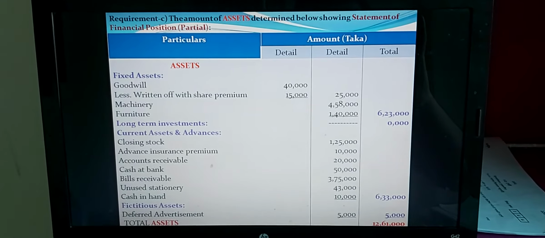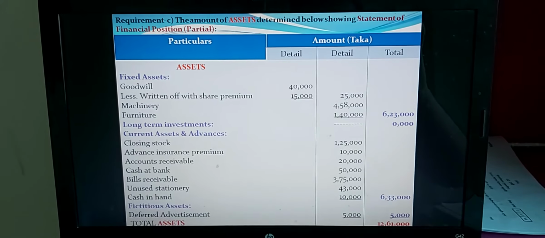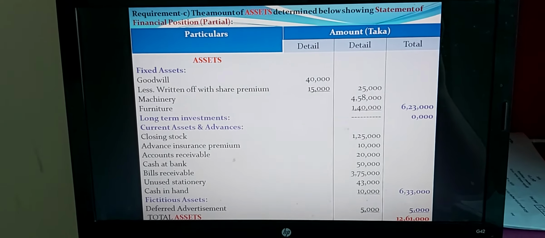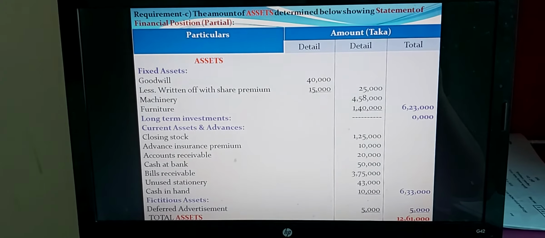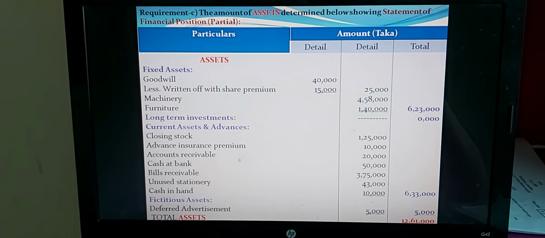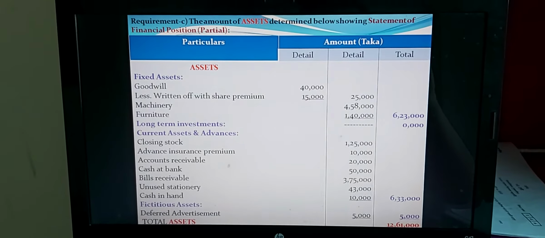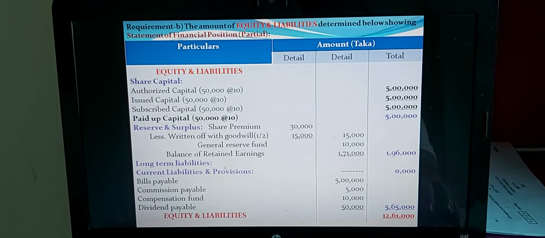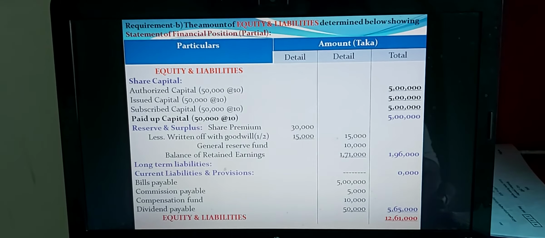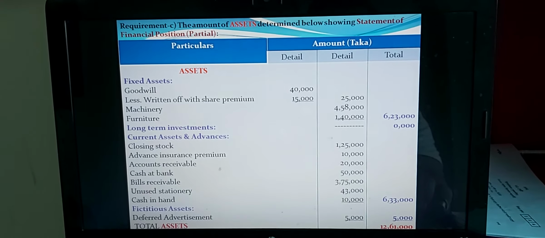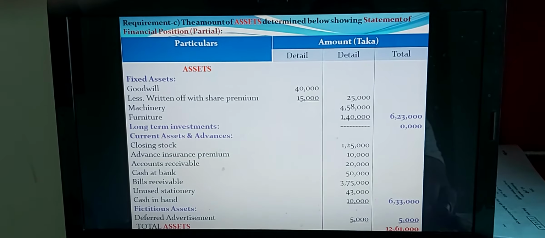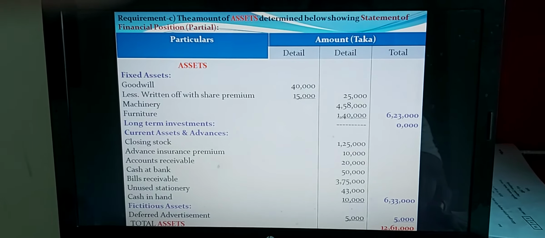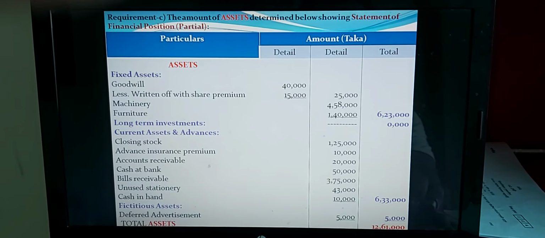You know the concept of accounting equation. From the beginning level of accounting, you have understood assets is equal to liabilities plus equity. In requirement B, you have already shown total equity and liabilities taka 12,61,000, and requirement C, total assets of taka 12,61,000. So you have proved assets is equal to liabilities plus equity.